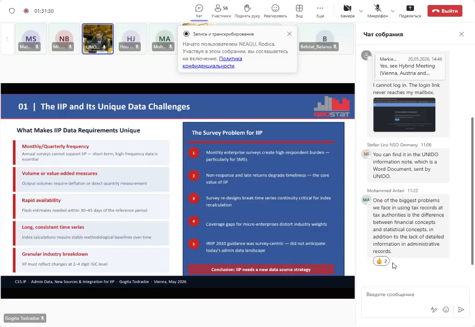IIP 2010 acknowledged these tensions but offered no guidance on administrative data, new sources, or model-based estimations.